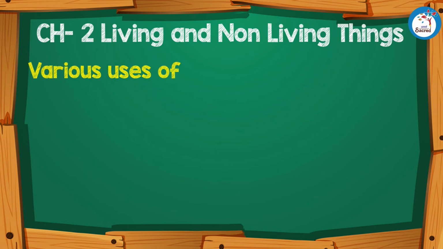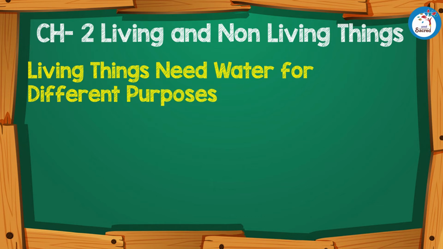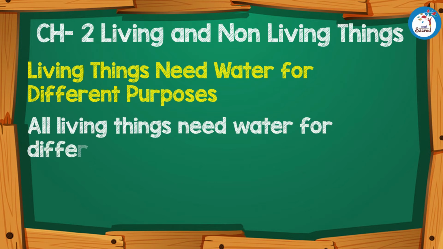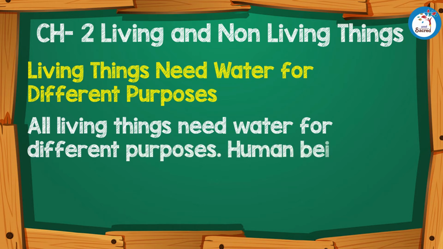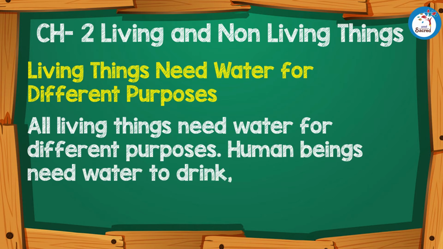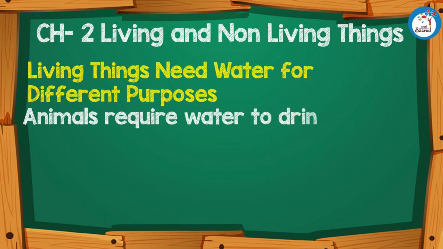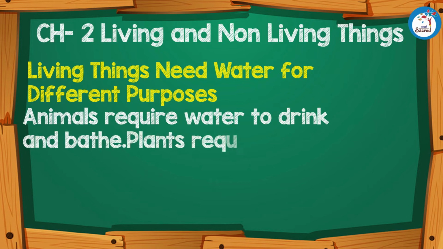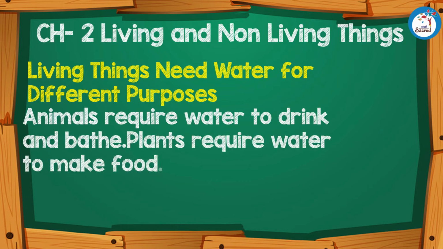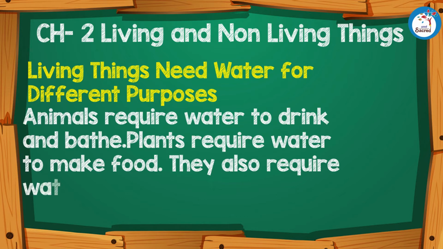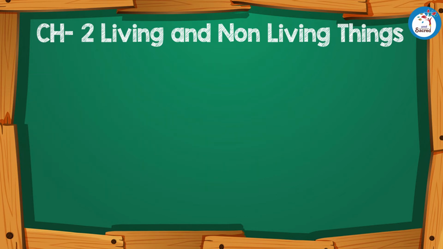Various uses of water. Living things need water for different purposes. Human beings need water to drink, bathe, wash, etc. Animals require water to drink and bathe. Plants require water to make food. They also require water for evaporation.